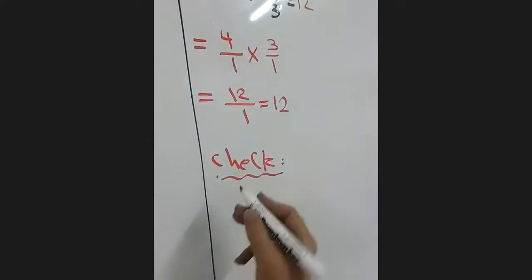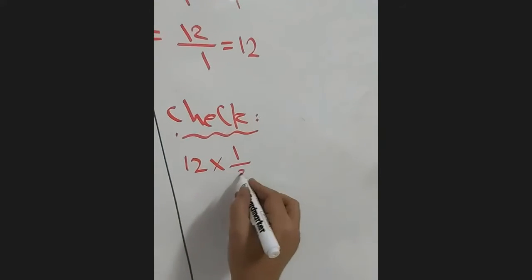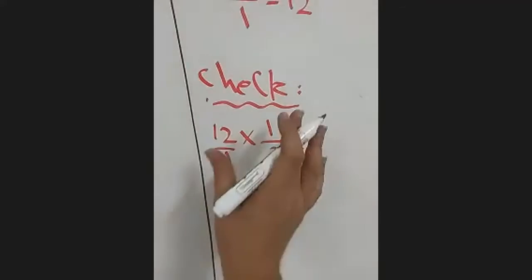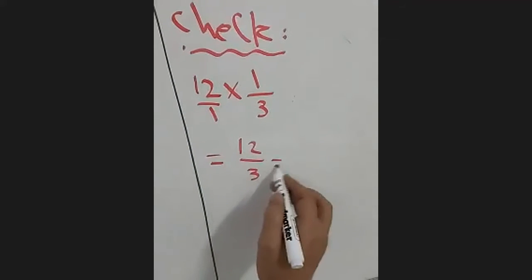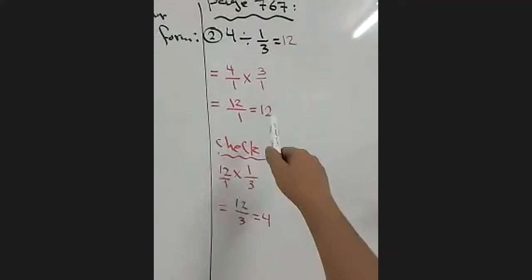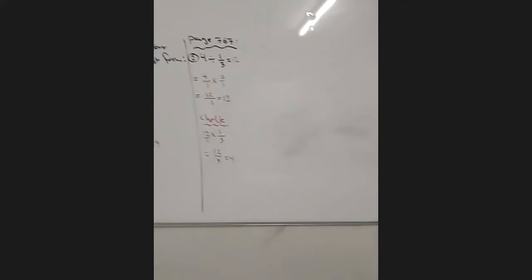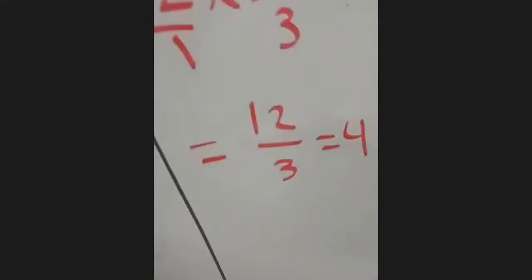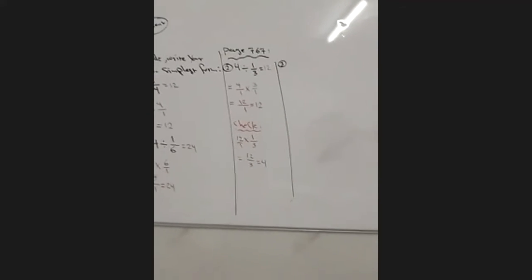So to check my answer, I will say 12 multiply 1 over 3 and do multiply as we did always. This is over 1, we know that. 12 multiply 1, 12. And 1 multiply 3, 3, which is 4. So I have the same dividend here, so my answer is correct. This is question 2. I did it for you to be sure that you understand the idea. Now I want one from you to do for me, question 3. Question 3 on the same page, 767.